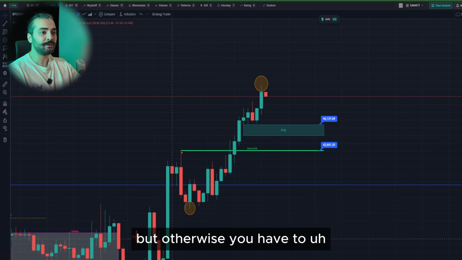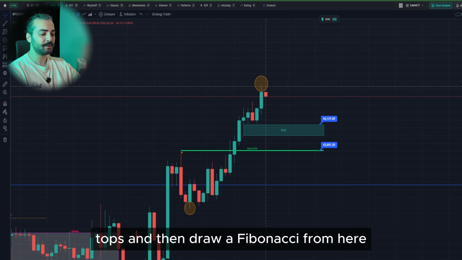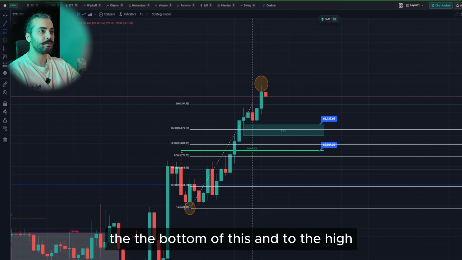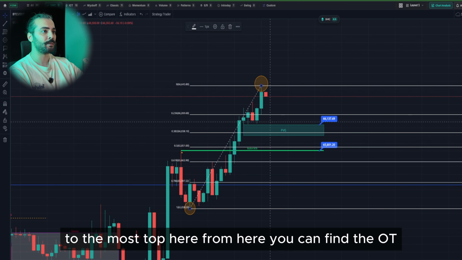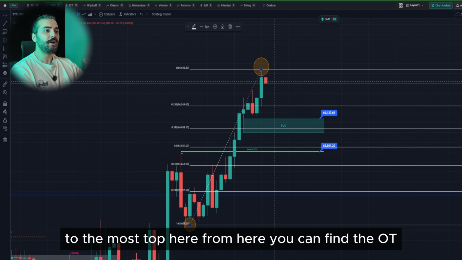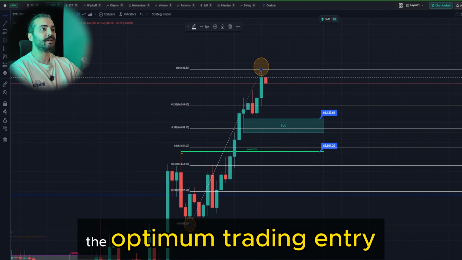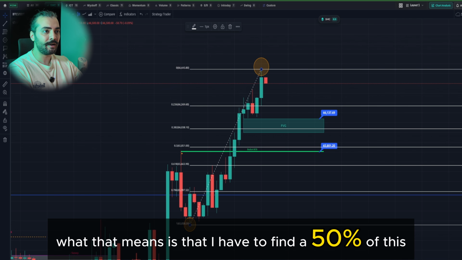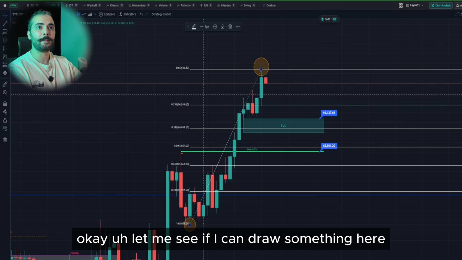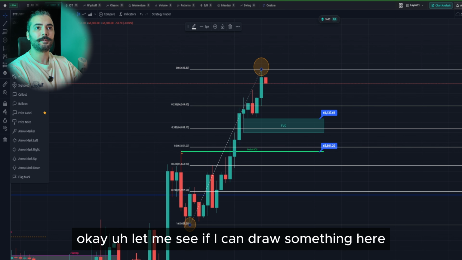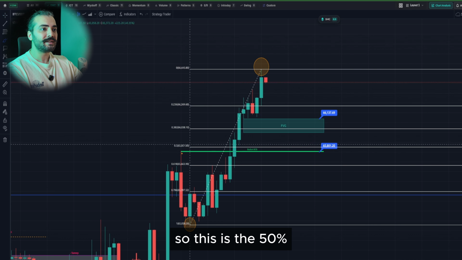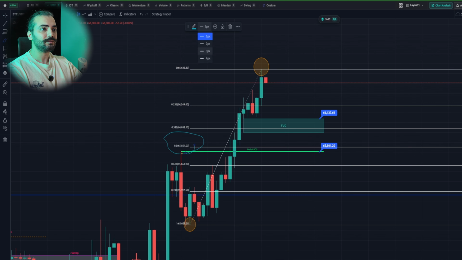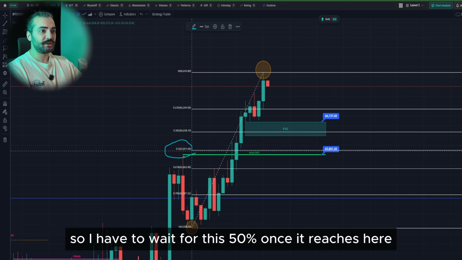But otherwise, you have to find the lows and tops, and then draw a Fibonacci from the bottom of this to the high, to the most top here. From here, you can find the OTE, the optimum trading entry. What that means is that I have to find a 50% of this, okay? Let me see if I can draw something here. So this is the 50%. This is my 50%, okay? So I have to wait for this 50%.